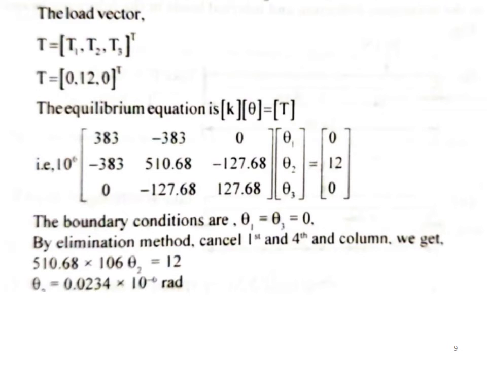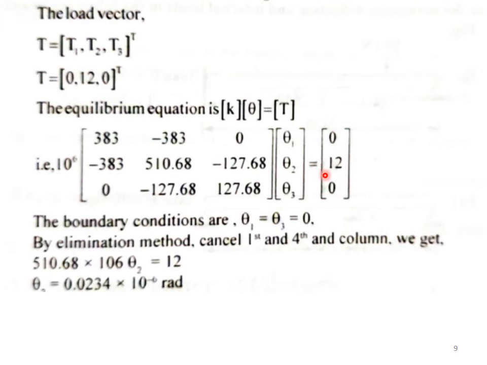Next we write the load vector. T is equal to T1, T2, T3. T1 is 0, T2 is 12, T3 is 0. Next we write the equilibrium equation, that is K into theta is equal to T. We know the value of K, theta 1, theta 2, theta 3 are the 3 angles of twist, and the load vector, the torque, is 0, 12 and 0.